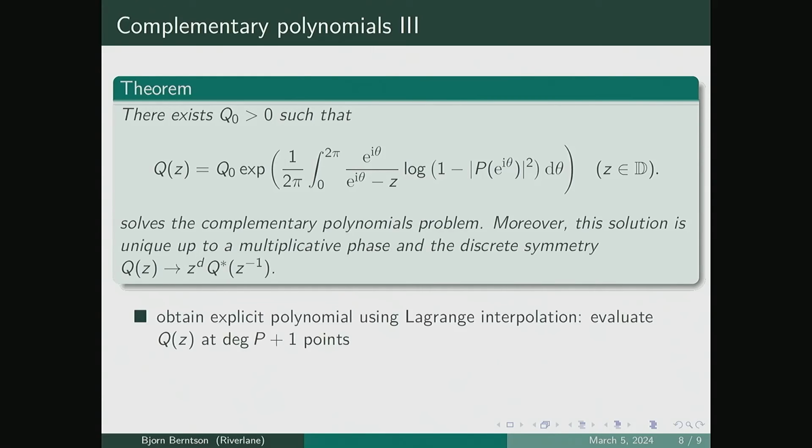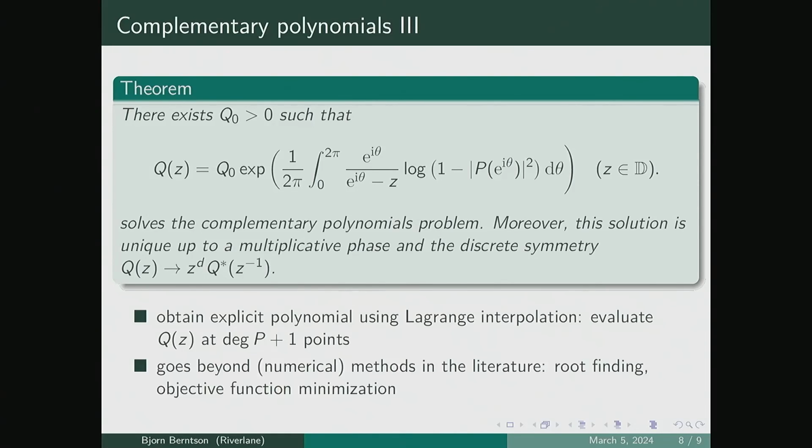A good comment would be that this doesn't look much like a polynomial. However, it must be, because we know that there exists a solution to the complementary polynomials problem, and we know that the solution to the Riemann-Hilbert problem is unique. So this must be a polynomial. If we want something explicit, written in a monomial basis, all we need to do is evaluate this at degree p plus 1 points and use Lagrange's interpolation formula. And as I said before, here we have an analytic solution that goes beyond existing numerical methods in the literature, which are based on root finding or objective function minimization.